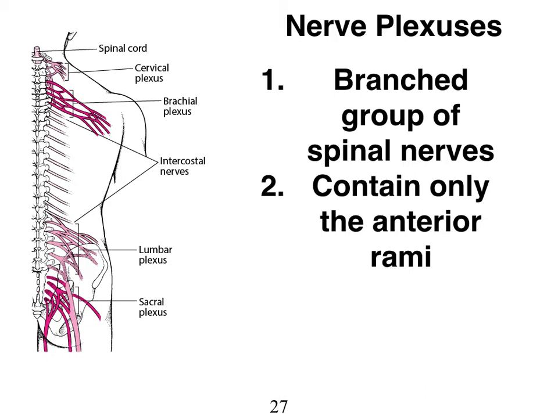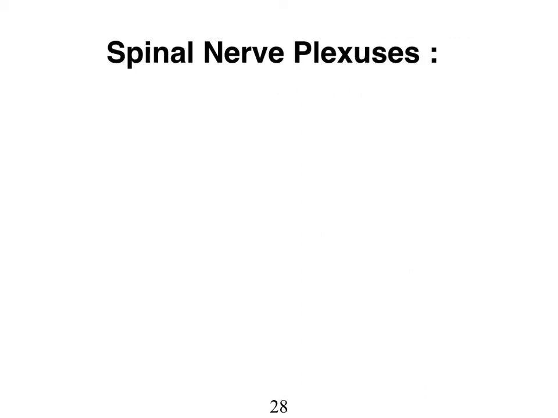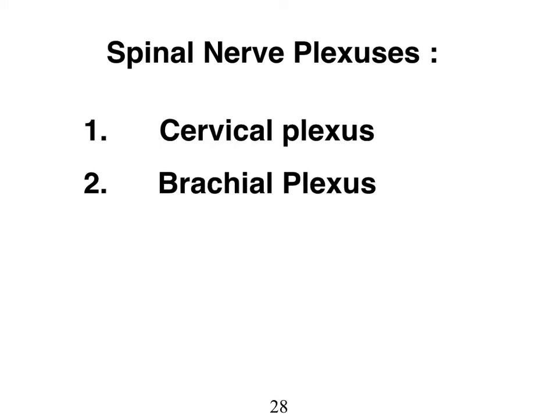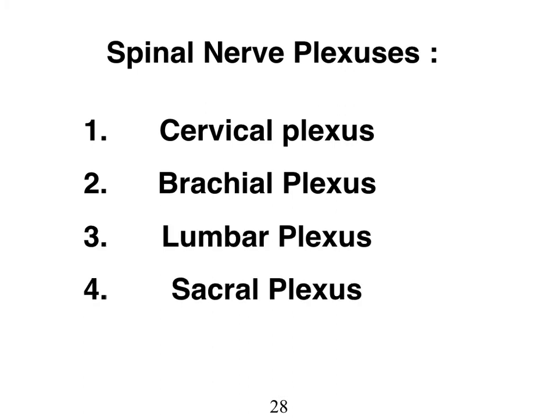As you can see in this diagram, the nerve plexuses have names for either the area of the body that they emerge from and control. So we have 4 different nerve plexuses to describe. The 4 in order from most superior to inferior are the cervical plexus, the brachial plexus, the lumbar plexus, and the sacral plexus.